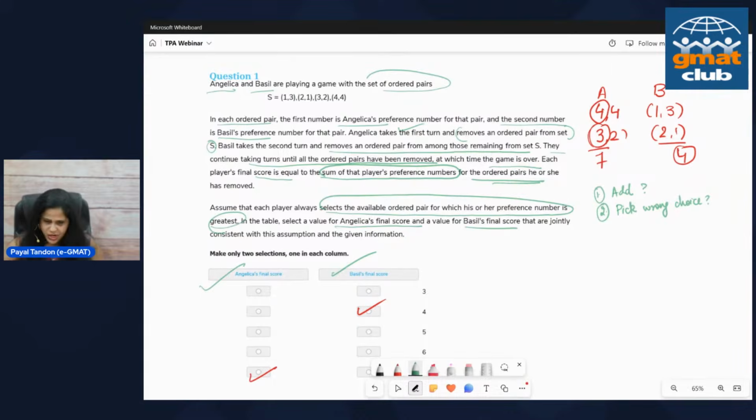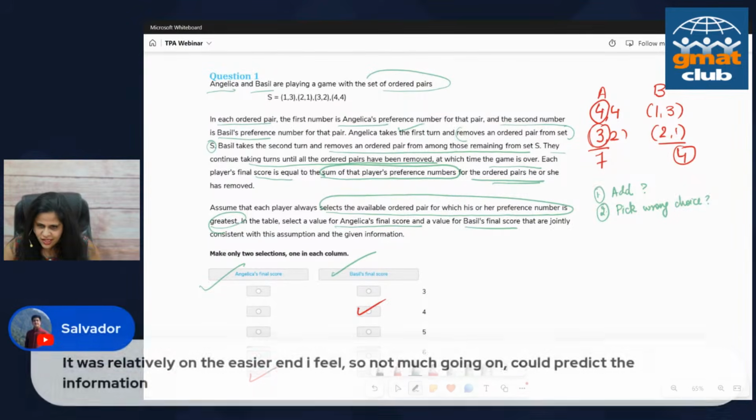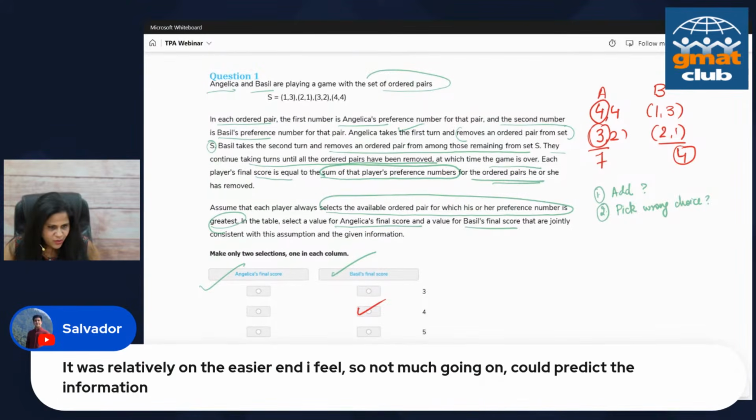Okay, so I'm going to share the poll for the next question. So let me do that. It was relatively on the easier side. So not much going on, could predict the information. Yes, I didn't want you guys to get started with the most difficult question. So let's get going here, right? Still the accuracy was 67%. So still there were people who messed up, right? So again, we have to get the right process going here.